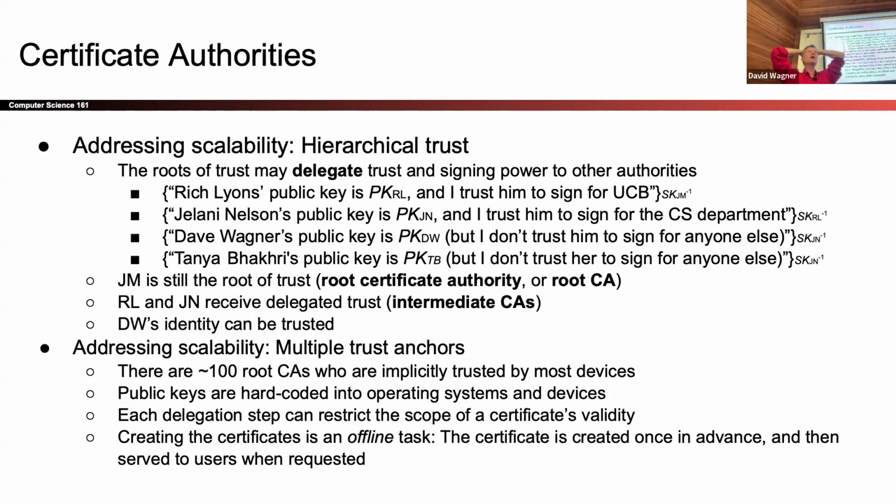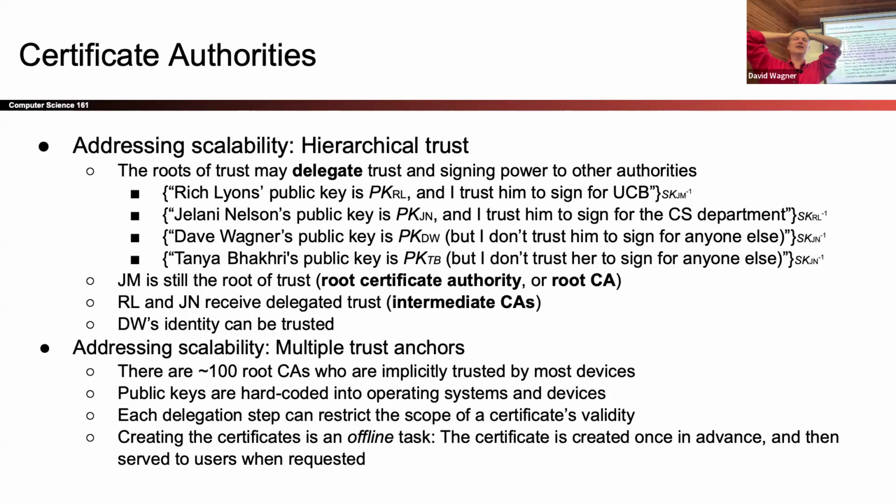And then we can arrange certificates that respect this organizational structure. So the president of UC signs a certificate for Rich Lyons' public key. It says Rich Lyons' public key is such and such. It also says, and by the way, I'm delegating trust to Rich Lyons. Rich Lyons can endorse statements about the public key of any department chair at Berkeley. Don't trust Rich Lyons to make statements about Irvine, but Rich Lyons can make statements about Berkeley.